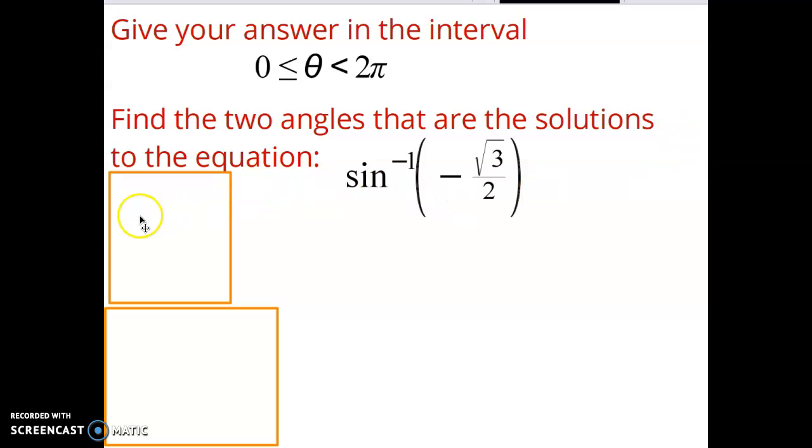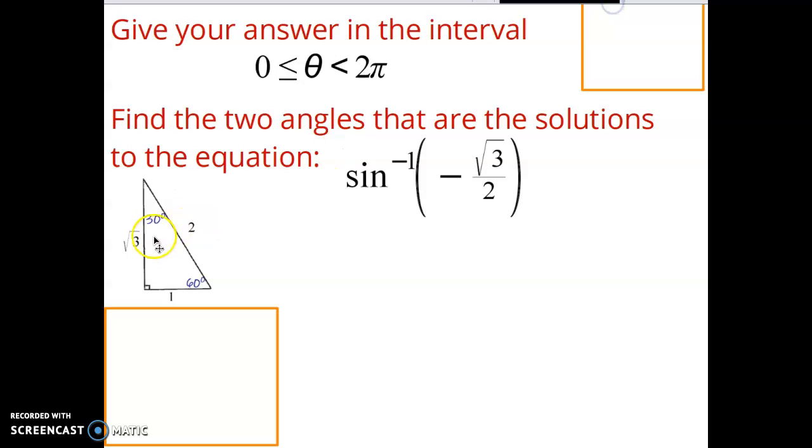All right, let's see how you did. Here's the triangle that I'm going to look at because I can see the square root of 3 and the 2. For sine, the ratio is opposite over hypotenuse. So the square root of 3 is opposite the angle that I want to be looking at. So I'm looking at a 60-degree angle. Okay, I'll make a note of that over here. That's my reference angle, 60 degrees.